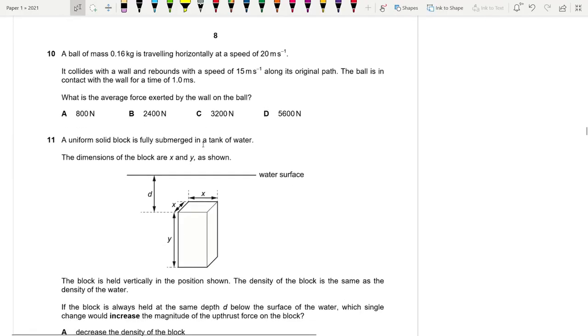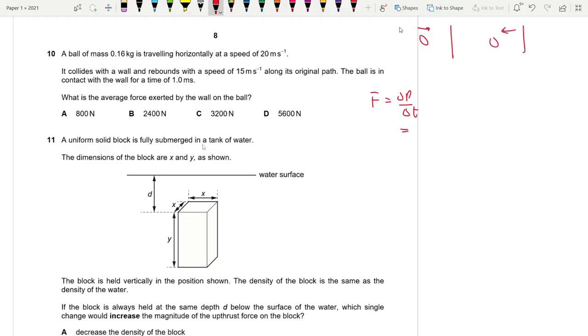For number 10, we have a ball of mass 0.16 kg. It is traveling horizontally at a speed of 20 meters per second. It collides with a wall and rebounds with a speed of 15 along its original path. The ball is in contact with the wall for a time of 1. So force is the rate of change of momentum. Let's find out the change in momentum. So this was the scenario. It hit the wall like this, then it rebounded back, okay?